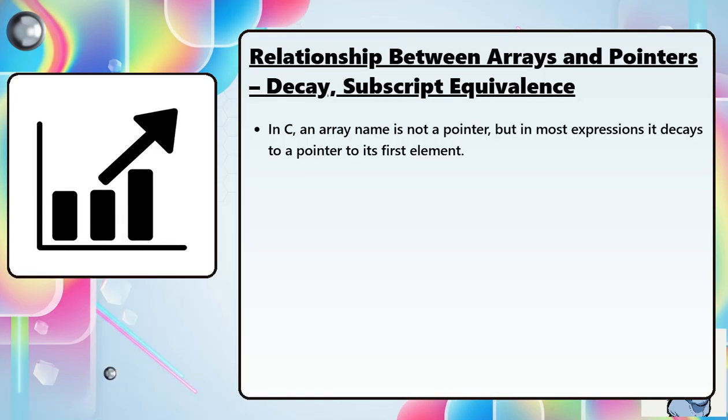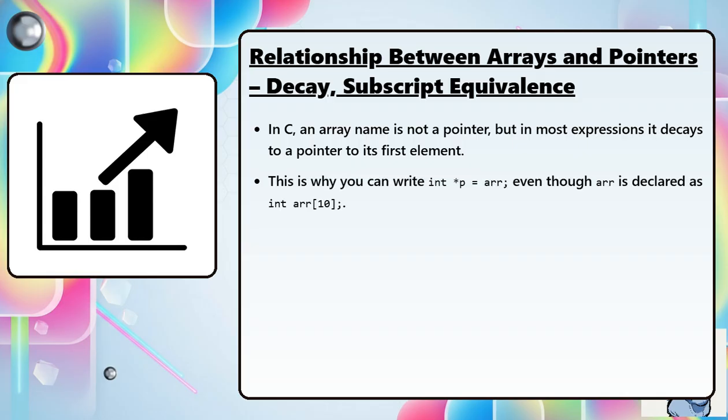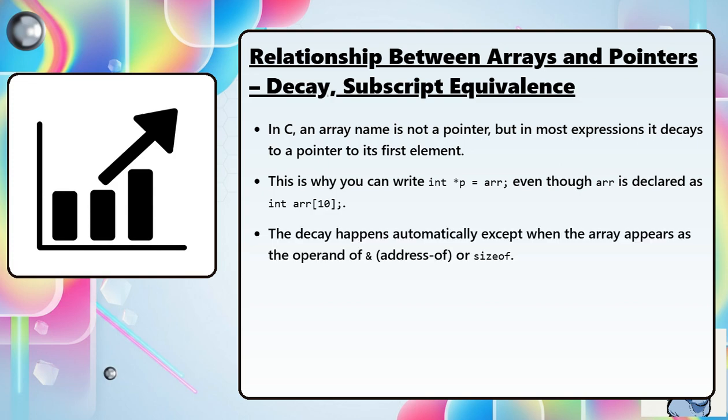In C, an array name is not a pointer, but in most expressions it decays to a pointer to its first element. This is why you can write int *p = r even though r is declared as int r[10]. The decay happens automatically, except when the array appears as the operand of & (address-of) or sizeof.